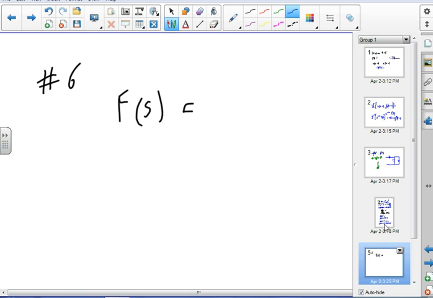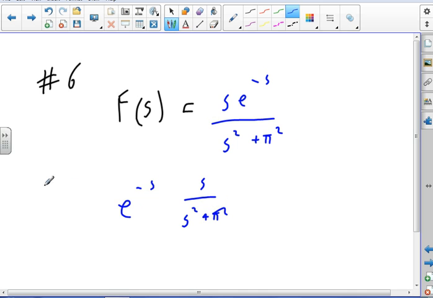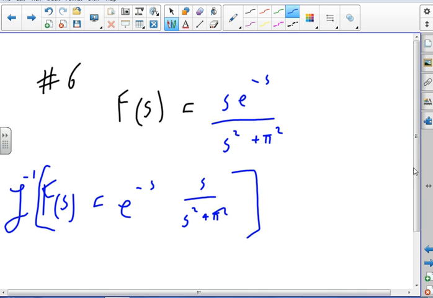F of s is e to the minus s over s squared plus pi squared. Okay, so that's what I have. I have e to the minus s times s over s squared plus pi squared as my F of s. Okay, now I want the inverse Laplace transform of that stuff.